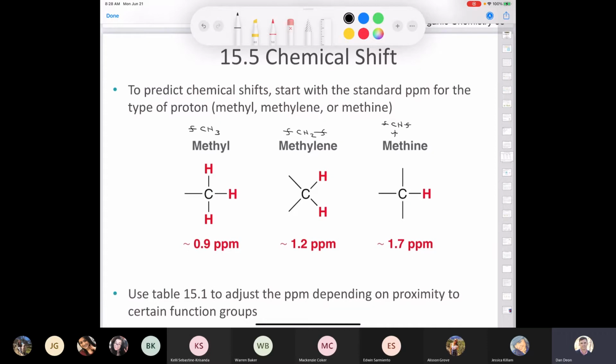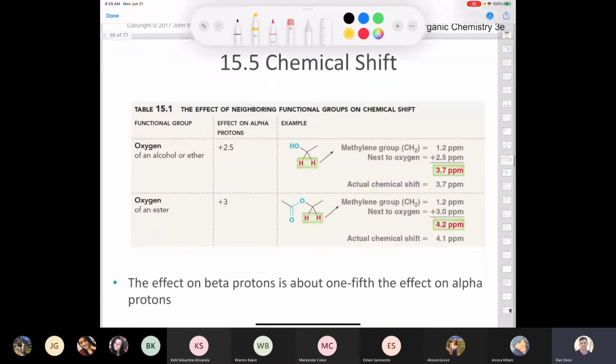Then we're going to use table 15.1 to help us adjust the chemical shifts depending on the proximity to certain functional groups. The functional groups that we're going to look at will be an alcohol, an ester, or a ketone or aldehyde. I'm going to show you that right here. You will not have table 15.1 on your quiz or exam, so it'd be best to familiarize yourself with this table. We're going to look at some practice problems where we use the table, and there are some practice problems in the textbook where you have to apply this.